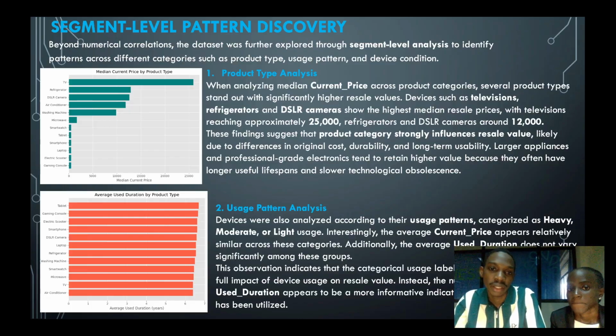So we can see that televisions, refrigerators, and DSLR cameras show the highest median resale prices. So next we had the usage pattern analysis.